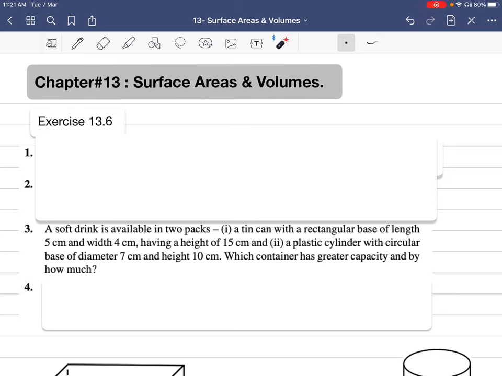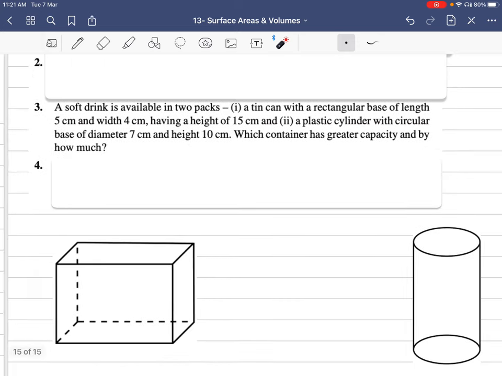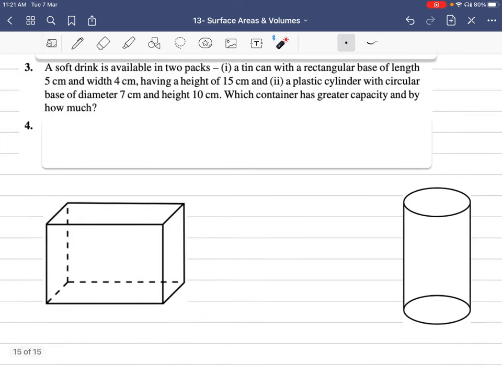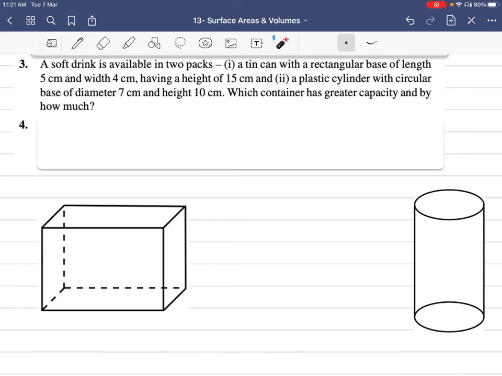So in this video, we are going to continue solving problems from exercise 13.6, which belongs to chapter number 13, surface areas and volumes. So here we are going to look at problem number 3. Let me zoom in, get into this focus. Okay, so let's see what problem number 3 says.